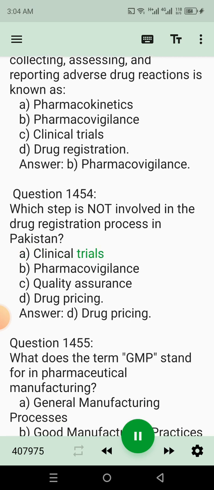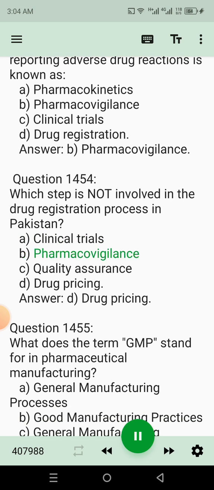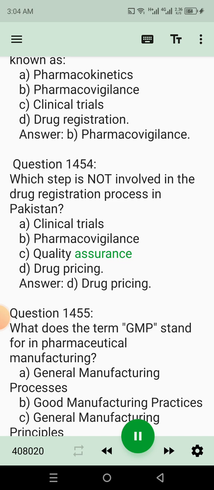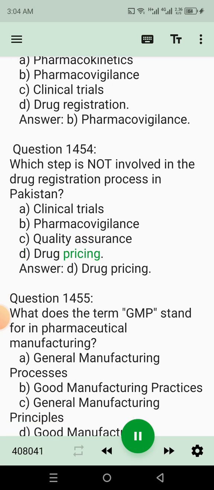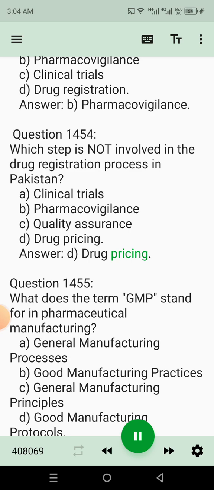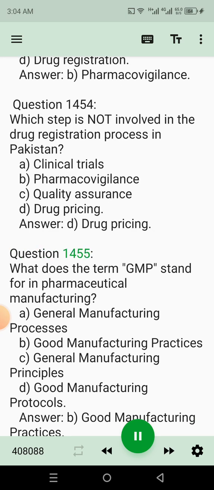Question 1454. Which step is not involved in the drug registration process in Pakistan? A. Clinical trials. B. Pharmacovigilance. C. Quality assurance. D. Drug pricing. Answer. D. Drug pricing.